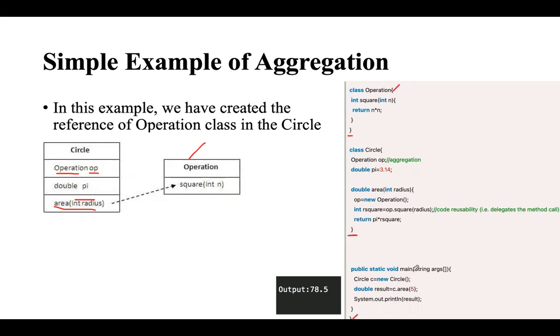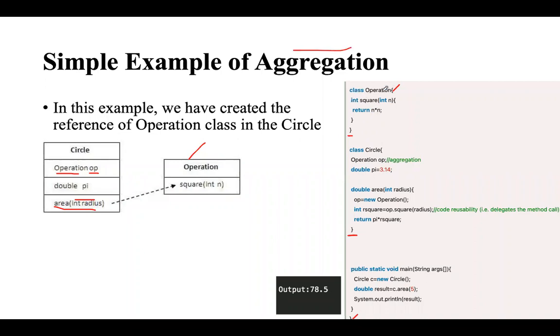And then we have the main method. Then we are creating an object and using that object to calculate the area of the circle. So this program is for calculating the area of a circle by using the concept of aggregation. Now have a detailed look into it.